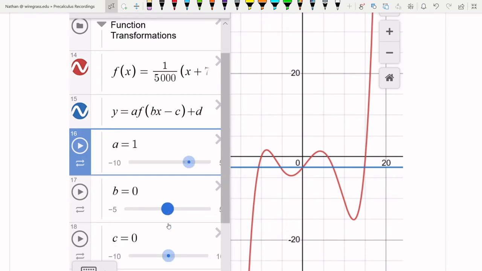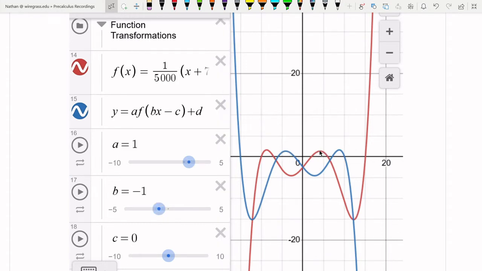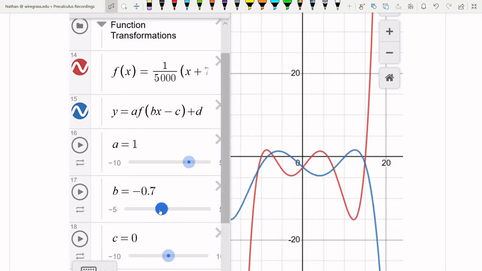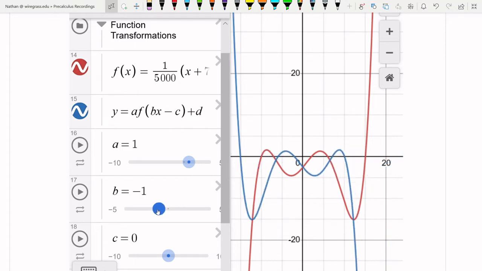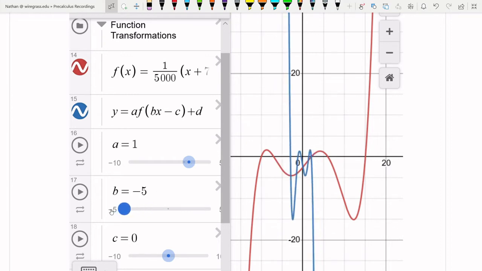Now, if I go to negative b, let's go to -1, that's a flip horizontally, right? This point came from this one in the original function. The original function here gets flipped over to this side. It gets flipped across the y-axis. If I go up from -1, between -1 and 0, it's going to get stretched horizontally. And then from -1 upward, it's going to get compressed horizontally.